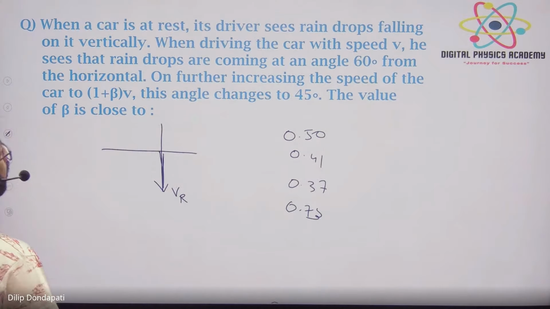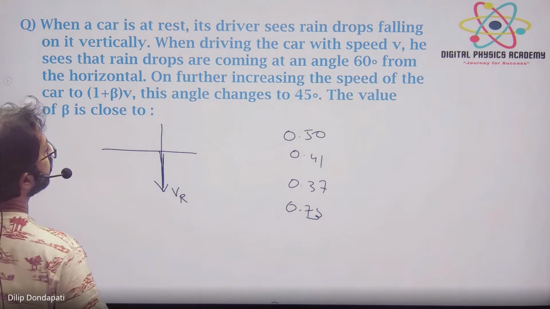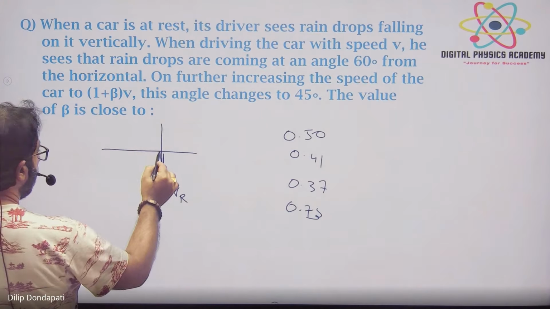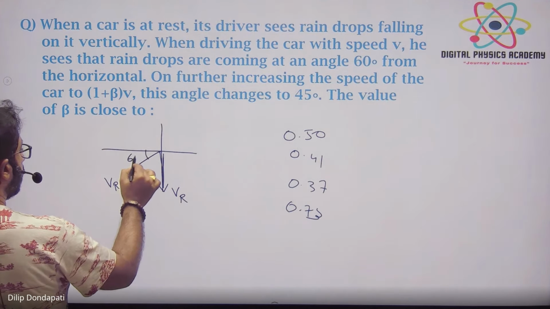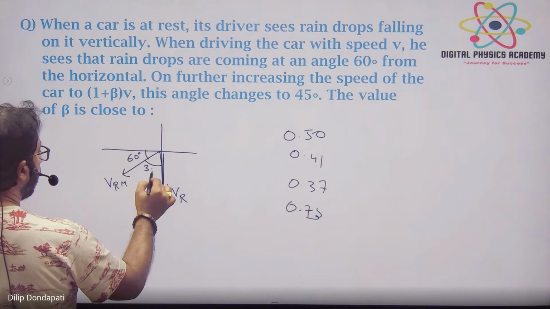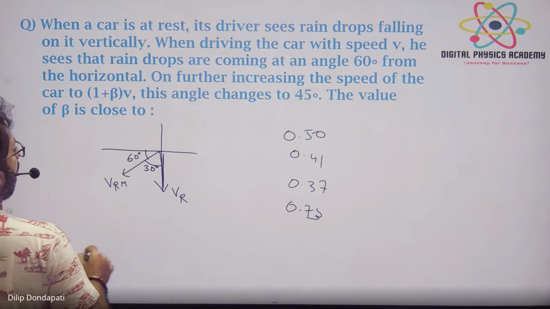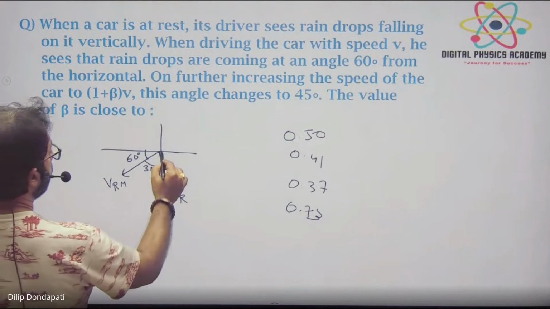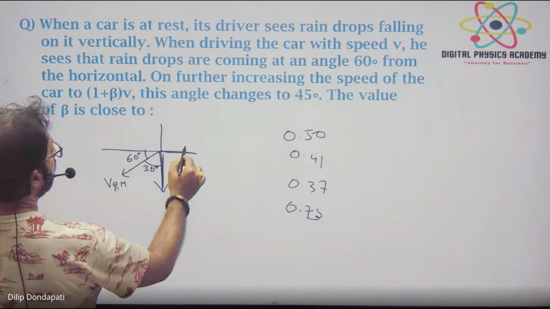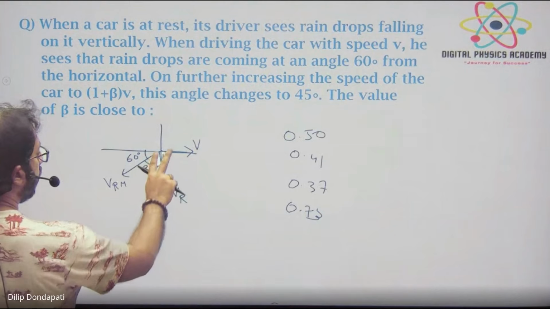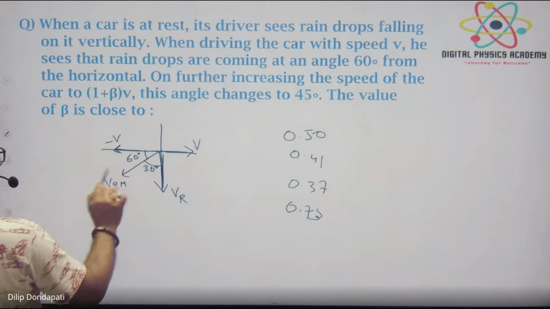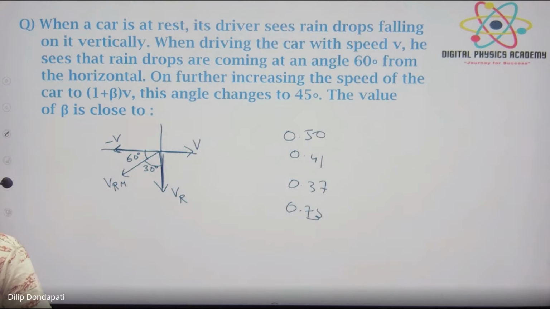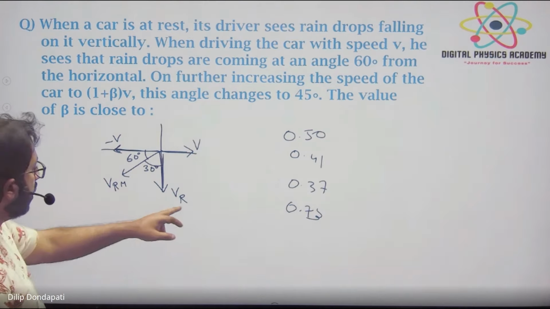So what is it saying? He sees the raindrops are coming at an angle of 60 degrees from the horizontal. Velocity of rain with respect to man is at 60 degrees with respect to horizontal. So this is 30. He is going with velocity v, but you have to reverse it to get the velocity of rain, this is minus v. The resultant of these two is VRM. Now he is telling us further. Can you find VR? What's the last option?